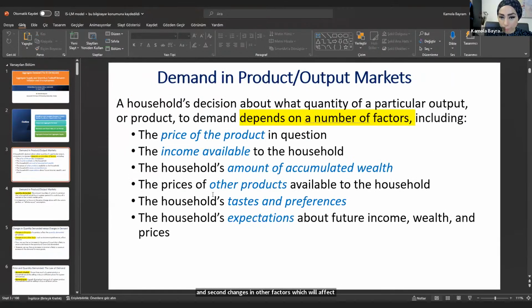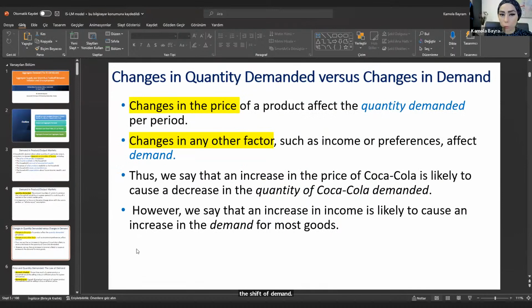Sorry, why do I move so fast. So changes in other factors such as income, accumulated wealth, your tastes, preferences, the prices of other goods, substitute or complementary, as well as changes in your expectations, will affect the demand curve. You are not going to move along the line; you will shift it to the right or to the left.